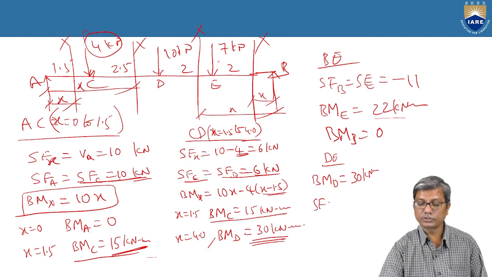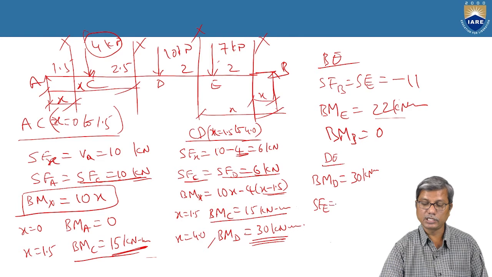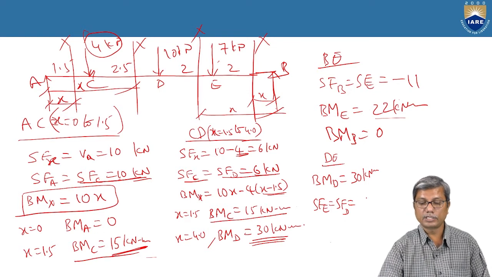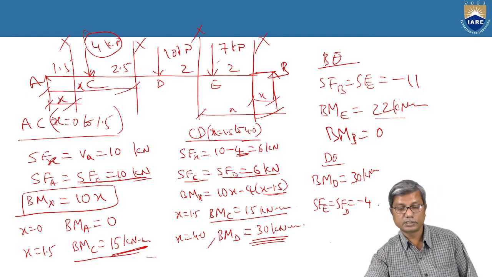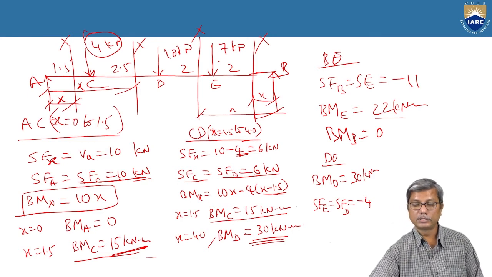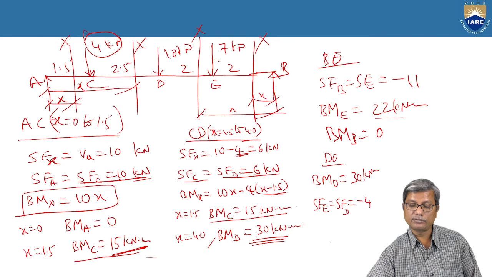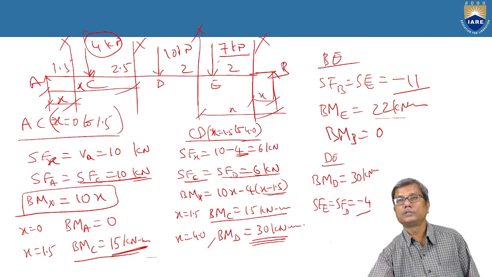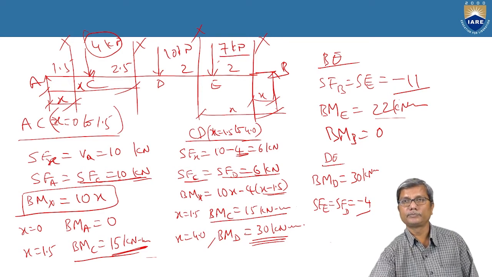And how about shear force? Shear force remains the same at E and D. And what is that shear force? Minus 11 plus 7. That means minus 4. So there is a rise in the value of shear force from minus 11 to minus 4 by an amount equal to the magnitude of the load acting at E.